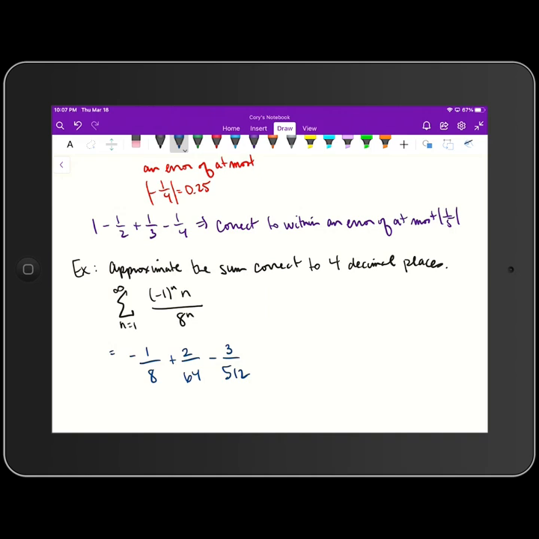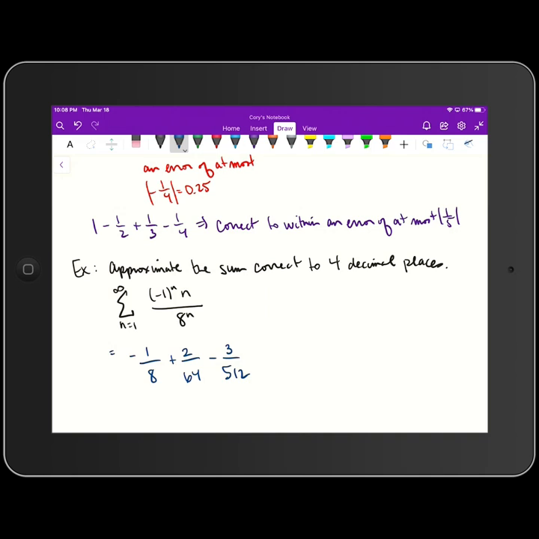The second decimal place is the hundredths place, which is 1 over 100. The third decimal place is the thousandths place, which is 1 over 1,000. The fourth decimal place is the 10,000ths place, which is 1 over 10,000. So we want to keep listing terms until we get a fraction whose absolute value is less than 1 over 10,000. We want that first neglected term to be smaller than 1 over 10,000.